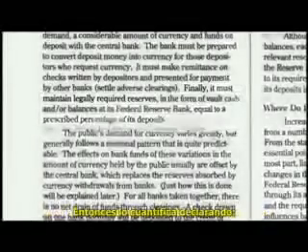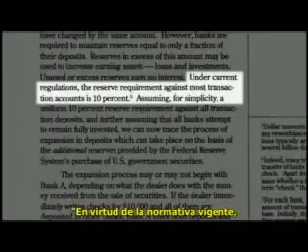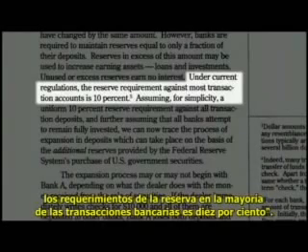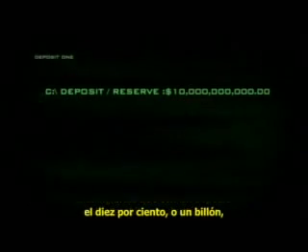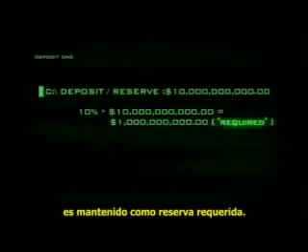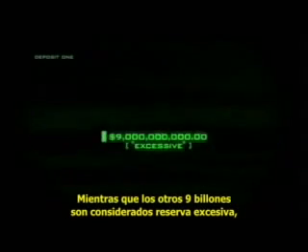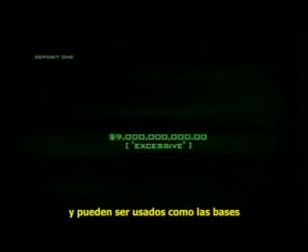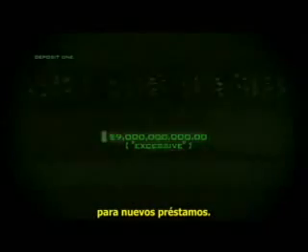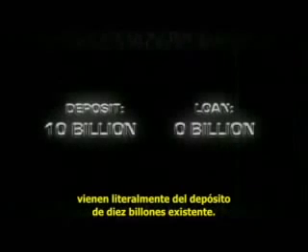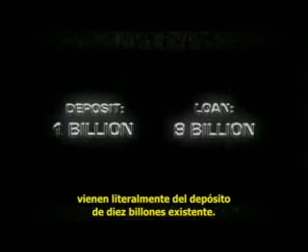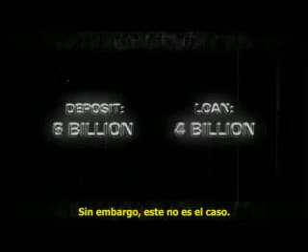It then quantifies this by stating, under current regulations, the reserve requirement against most transaction accounts is 10%. This means that with a $10 billion deposit, 10% or $1 billion is held as the required reserve, while the other $9 billion is considered an excess reserve and can be used as the basis for new loans. Now, it is logical to assume that this $9 billion is literally coming out of the existing $10 billion deposit. However, this is actually not the case.